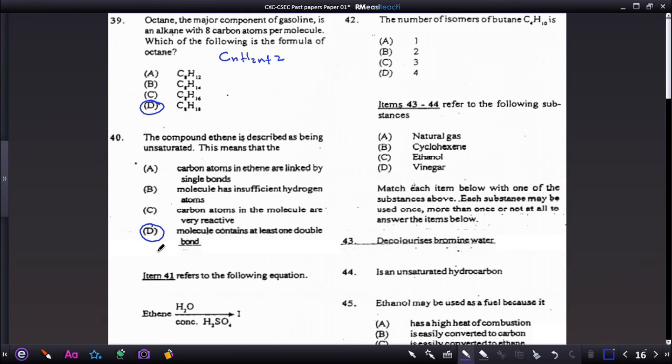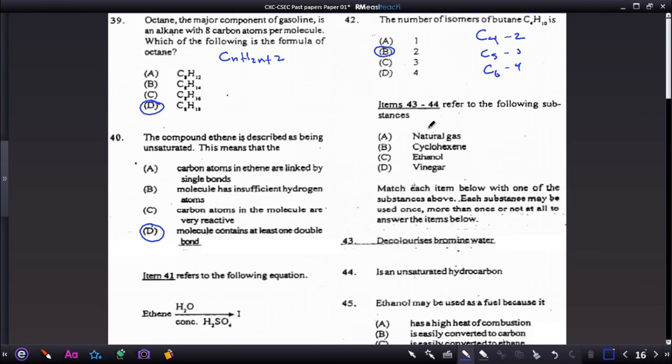Question 42. The number of isomers of butane C4H10 is 2. Isomers starts at carbon 4 and it's 2. Carbon 5 would be 3. Carbon 6 would be 4, and so forth. And this works for the alkanes, straight chain alkanes.